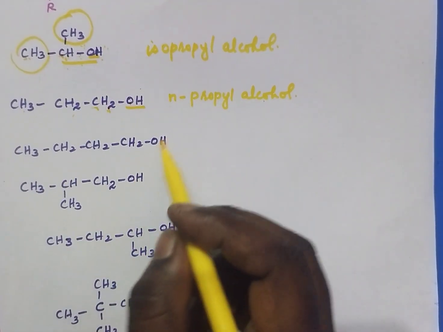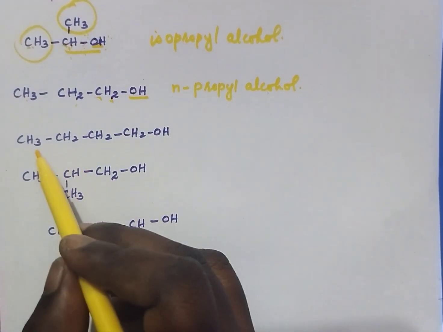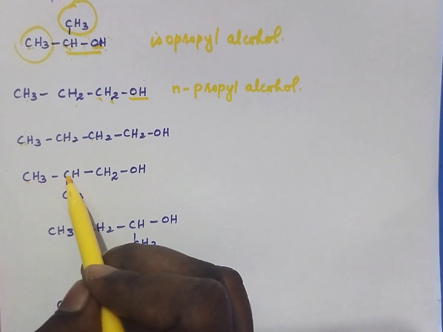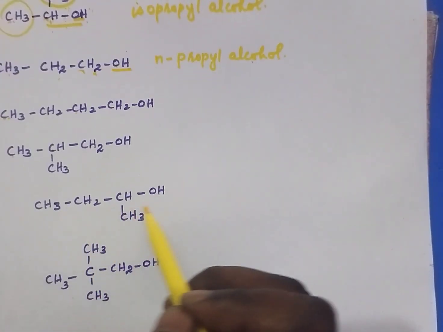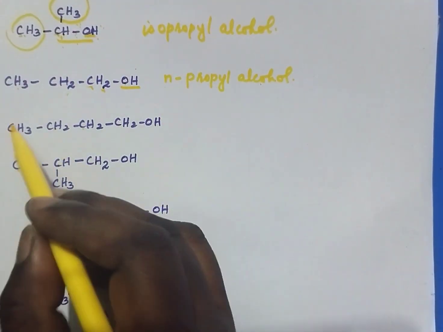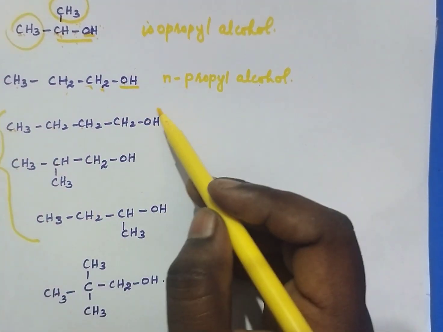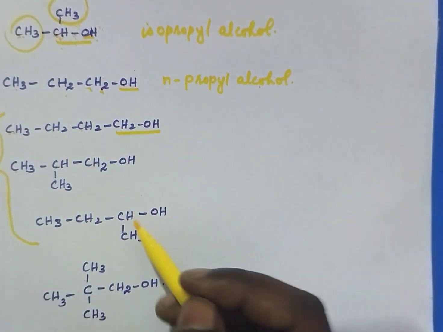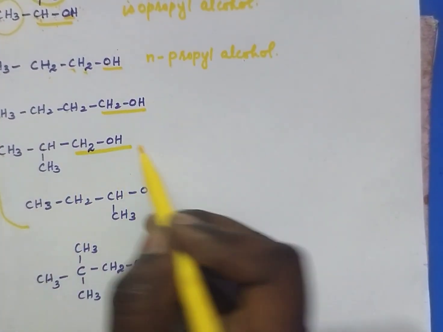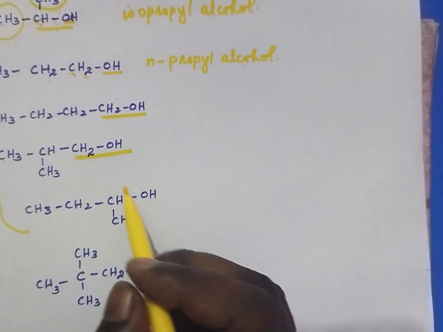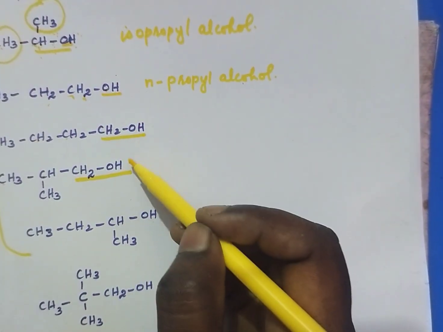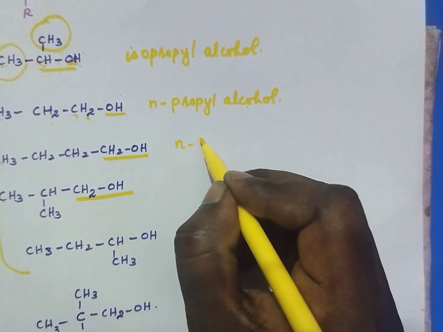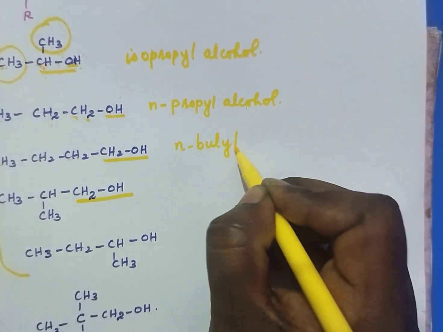Then let's look at the butyl compounds. Here the number of carbons is 4, 1 2 3 4. Here also the number of carbons is 4, and here also 4. So these 3 are butyl alcohols. But how can we classify them in the common name? This is primary, this is also primary, but this is secondary. Then how do we distinguish these two? Here there is no branching, so this is N, and the number of carbons is 4, so this is N-butyl alcohol.